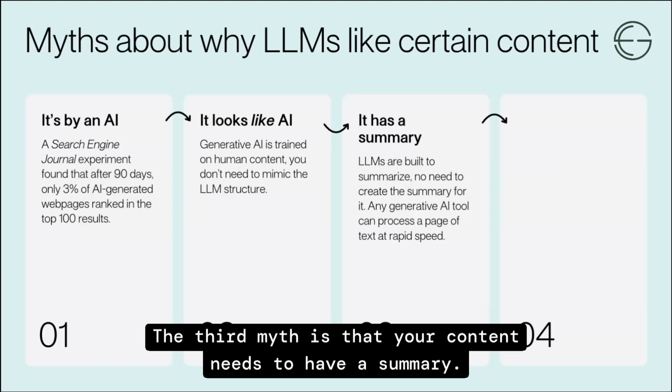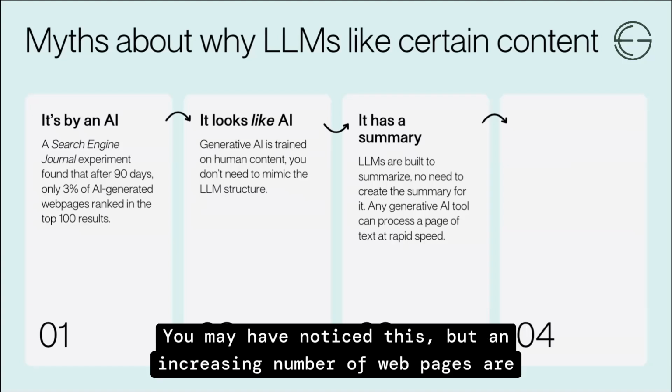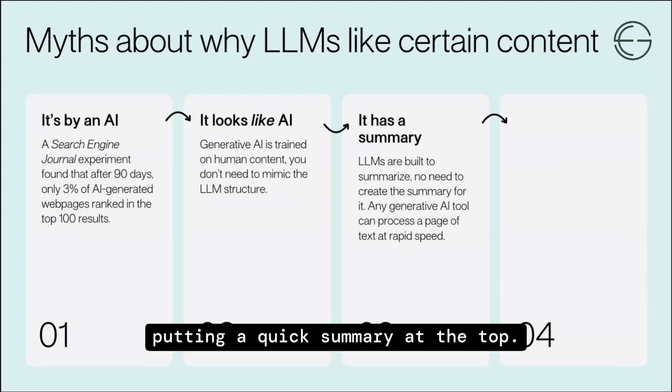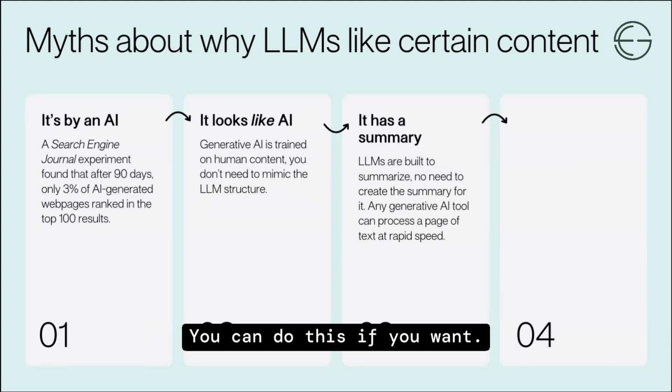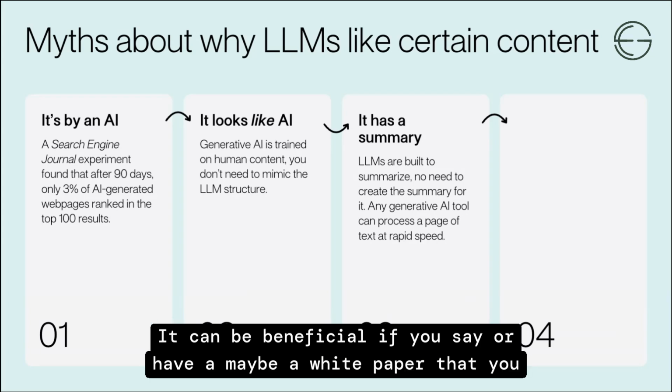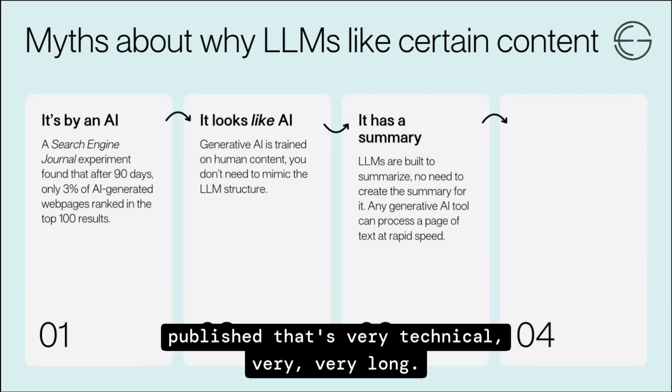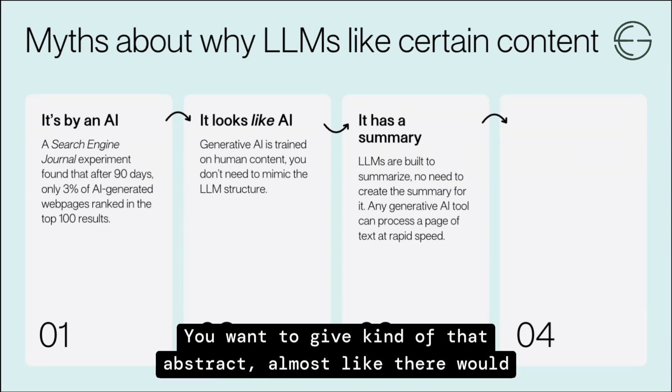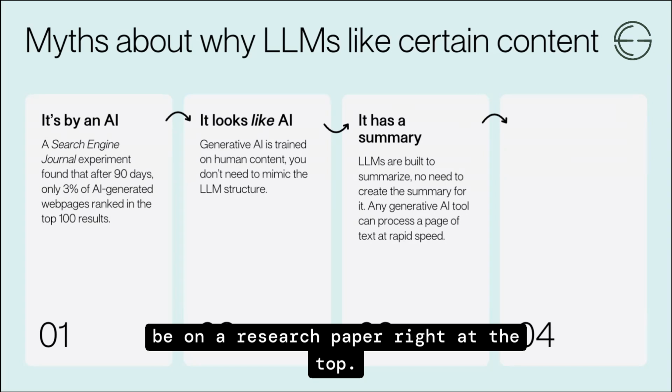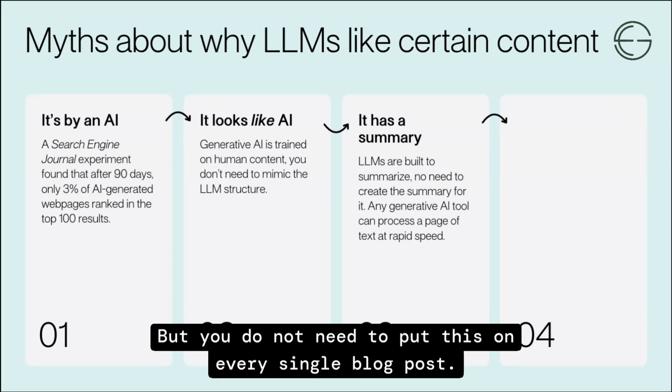The third myth is that your content needs to have a summary. You may have noticed this, but an increasing number of web pages are putting a quick summary at the top. You can do this if you want. It can be beneficial if you have, say, a white paper that you published that's very technical, very long. You want to give that abstract, almost like there would be on a research paper, right at the top. But you do not need to put this on every single blog post.